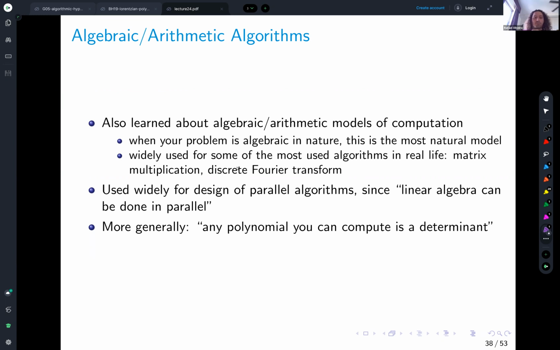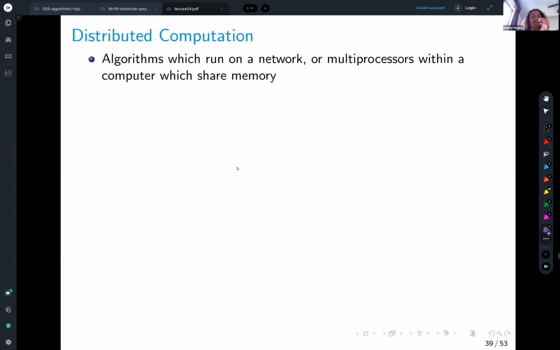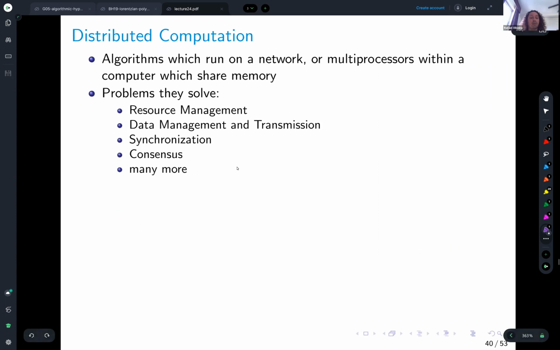All right. And then after we saw algebraic computation, we also talked about distributed computation, right? These are algorithms which run on a network, or on multiprocessors within a computer that share memory. What's the idea here, right? They want to solve resource management problems, data management and transmission, synchronization, consensus, and many more problems.